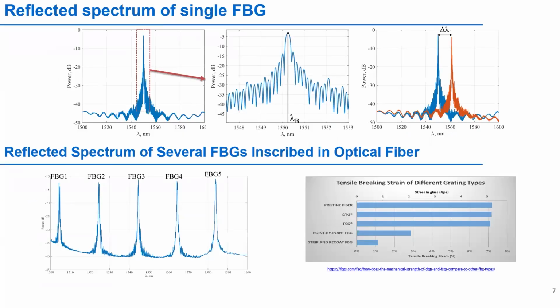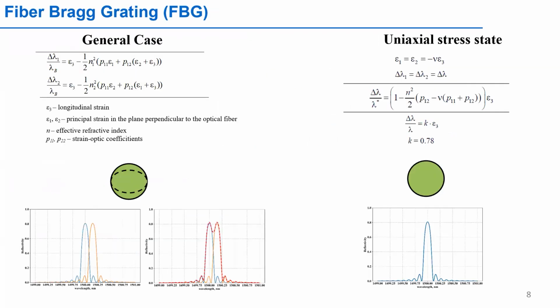Also, we can inscribe several Bragg gratings inside of one optical fiber and interrogate them simultaneously by using wavelength division multiplexing. So here it is shown that we can use, for example, 5 Bragg gratings inside of one optical fiber.